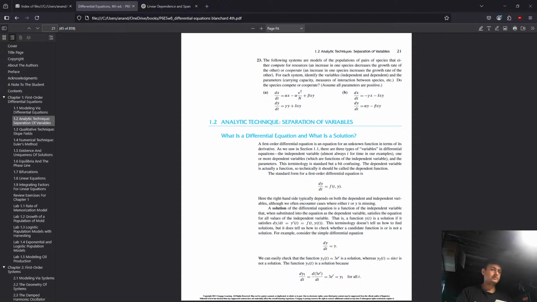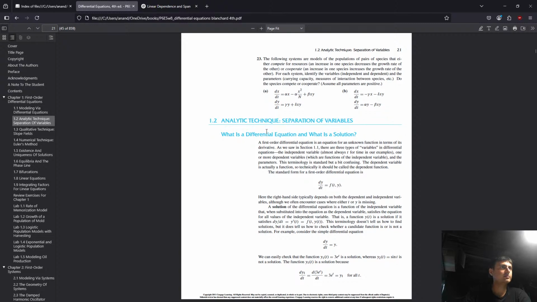Alright, so we need to read through 2 sections in the next 2.5 hours. I'm just going to read through them. Maybe we'll do some problems, but I don't really have time to do a ton of problems. Okay, so 1.2 is on the analytic technique and separation of variables.